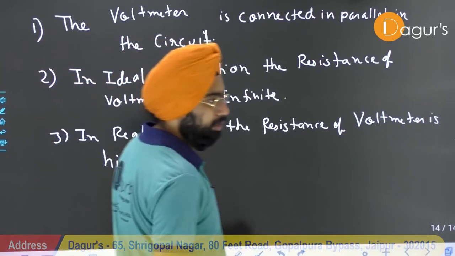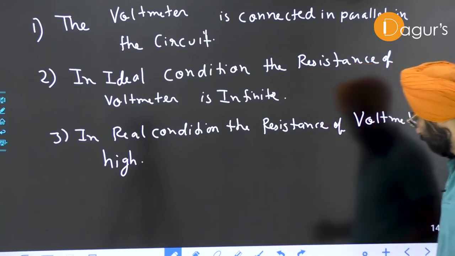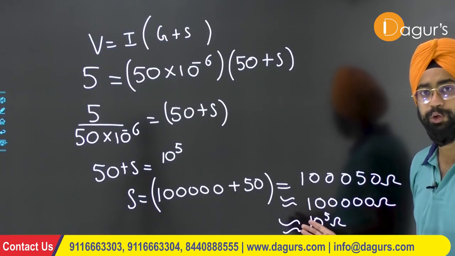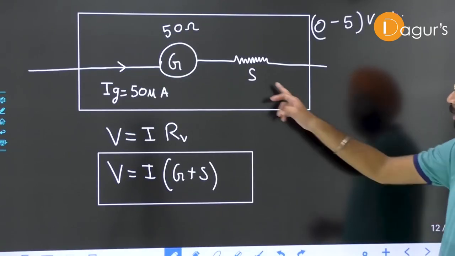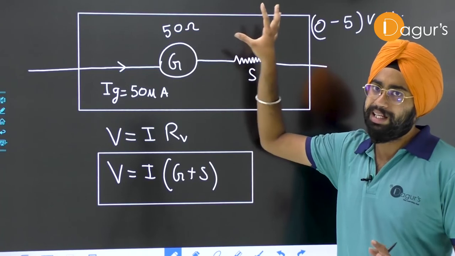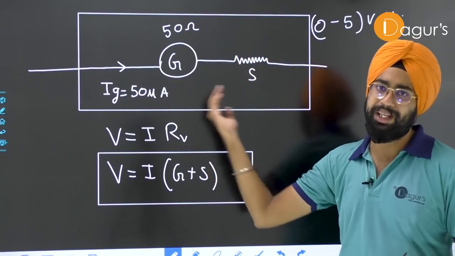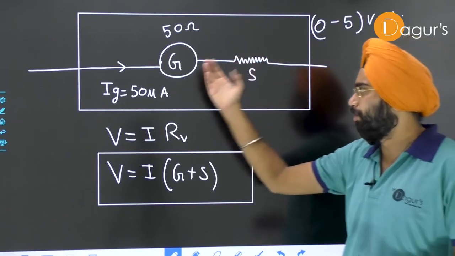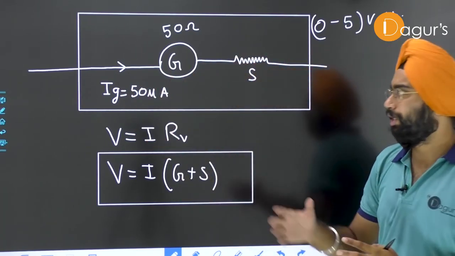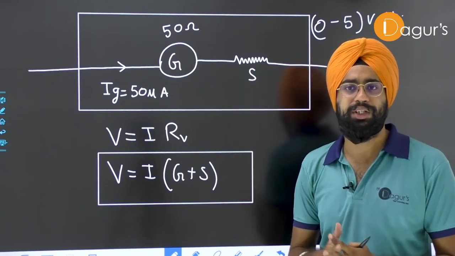Now, why is the resistance of voltmeter high? Just see the previous question, that the resistance S is 10 to the power 5 ohm. Now, this 10 to the power 5 ohm makes the resistance of voltmeter very high. As the resistance of voltmeter is high, the amount of entering current will be less, and as a result, the galvanometer will not be damaged.